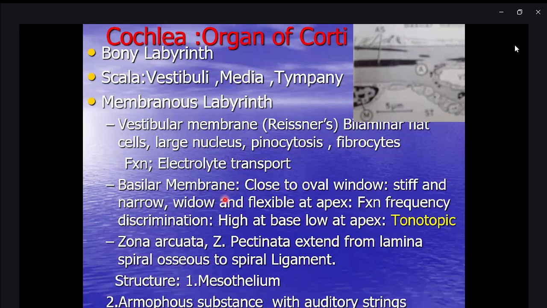Close to the base, this is mainly for detecting high frequency, and the apex, which is wider and also more flexible, is mainly for low frequency. High frequency at the base, low frequency at the apex. So it's actually tonotopic: if you stretch the basilar membrane, you are able to detect different frequencies at various levels. And therefore, that is important in terms of sound perception.